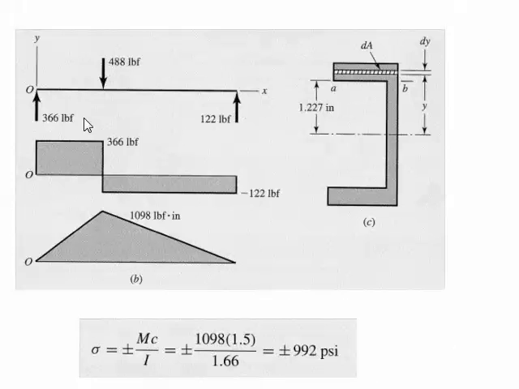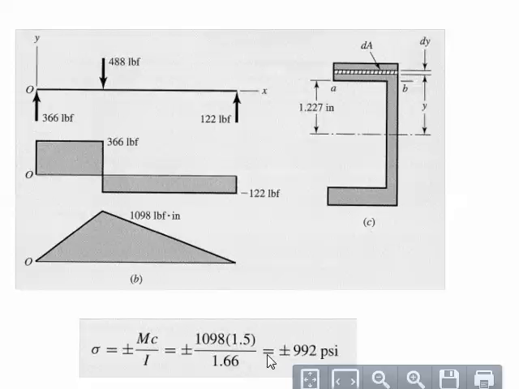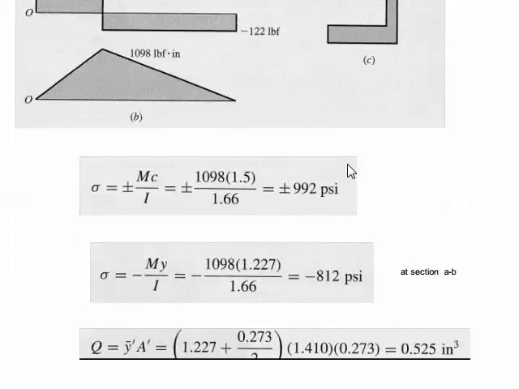Looks like on the next page I repeated the shear and moment diagram so that we could do sigma is plus or minus MC over I. The max moment was 1098, C was 1.5 inches, I was 1.66, and we get plus or minus 992 psi at the top fiber and at the bottom fiber. The question is the total stress at this corner, because of the added VQ over IB, is the total stress worse there? Let's go find out.